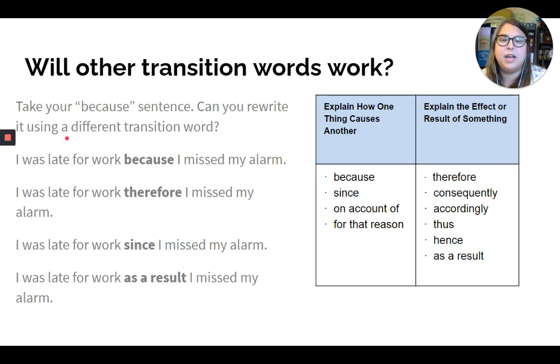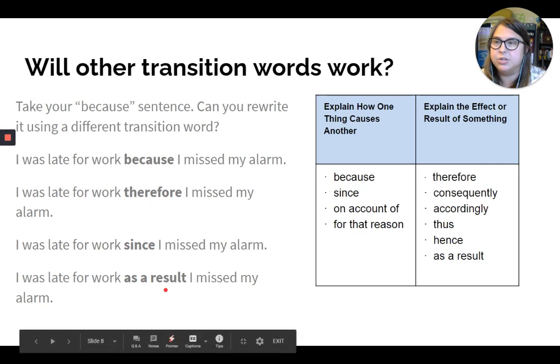Can you rewrite it using a different transition word? So off to the side here, we see a list of words that help show cause. We've seen these before. And we see a list of words that show effect or result. And we've seen these words before as well. So what I've done is I've taken my sentence and I've rewritten it without the word because. I've put in some different transition words. So let's see if they actually work.